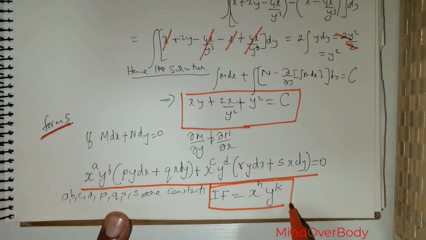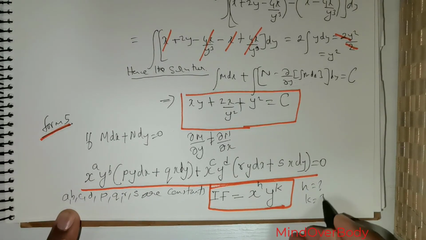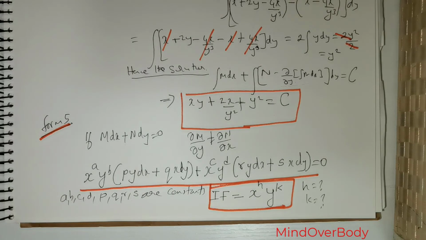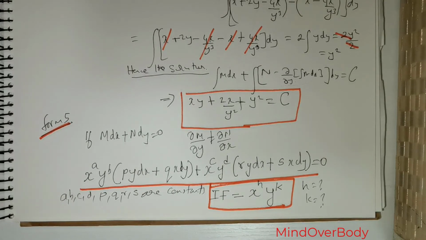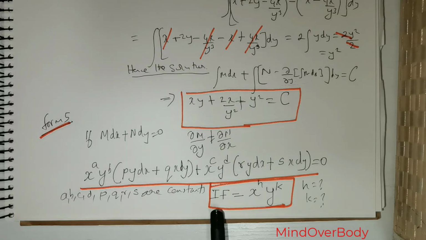Of course you might be asking me, what is the value of h and what is the value of k? That is exactly what we are going to do. We are going to be finding the values of h and k. So the most important point to focus on here is to convert the given differential equation into the equation that I have shown you. If you are able to achieve this, then the integrating factor that we have to use should be of the form x raised to the power of h times y raised to the power of k.